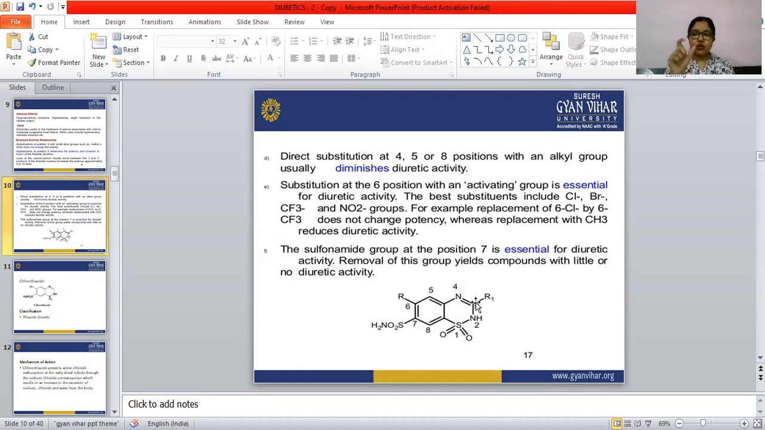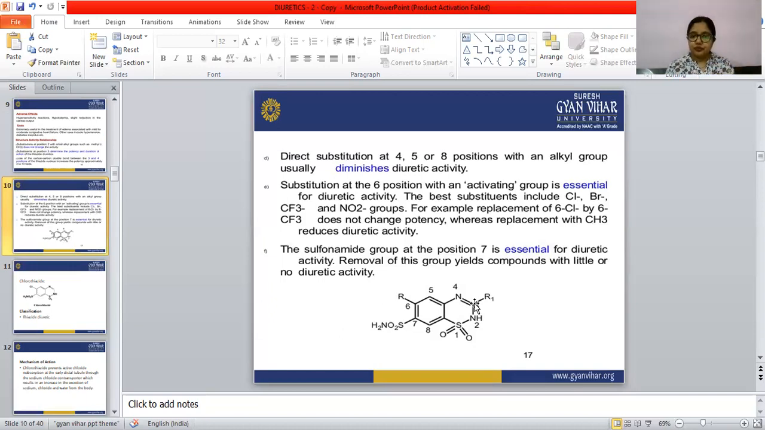Here in chlorothiazide as well as hydrochlorothiazide, we are substituting the hydrogen group here. And there is the double bond between the third and fourth position. Loss of the double bond between the third and fourth position increases the potency of the drug 4 to 10 folds. Hydrochlorothiazide doesn't have the double bond between the 3rd and 4th position, but chlorothiazide has a double bond between the 3rd and 4th position. So hydrochlorothiazide is more potent than chlorothiazide.